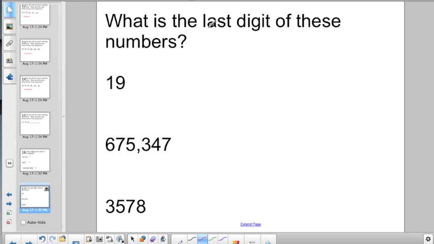What's the last digit in these numbers? Here I have 19, so I should know we read numbers left to right. So the last digit is 9, right? Here I have 675,347. What's the last digit? The last digit, hey, that's a 7. Here's a smaller one, 3,578. So what's my last digit? Last digit's got to be 8, right?